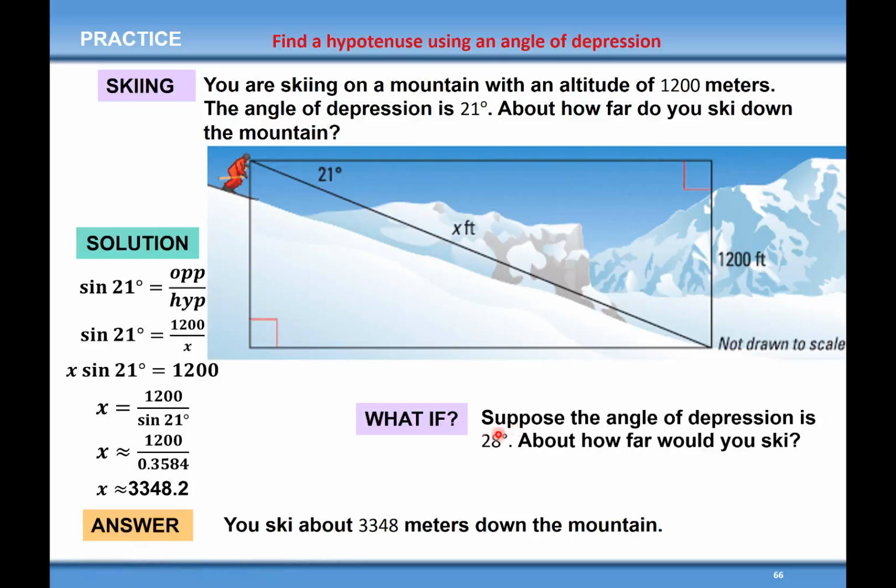Now what would happen here if we change the angle of depression to 28 degrees? What do you think? Hopefully you were able to come up with 2,556. If you're not sure, go ahead and pause it right now and calculate it on your own and see if you do indeed get the 2,556 meters. And then you have the example on the left to follow.